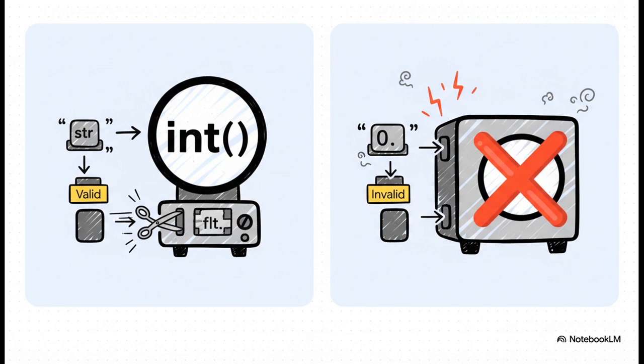First up is int. It's awesome for turning numbery strings into actual whole numbers. But you've got to watch out for a couple things. First, if you give it a decimal, like 10.5, it just chops off the decimal part. It truncates, it doesn't round. And second, it'll break if the string has anything other than a whole number in it. Even a decimal point will cause a value error.